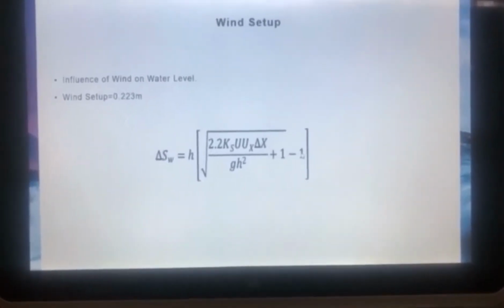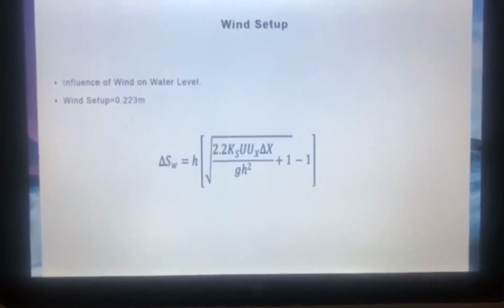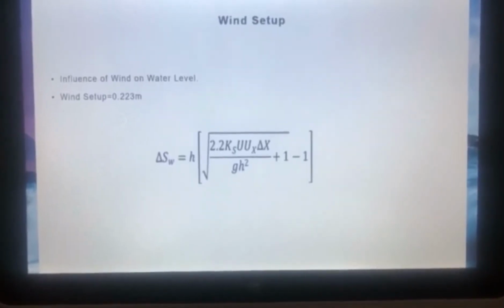So by putting in all the values, we found out that the wind setup at our location where we have to make our coastal structure is 0.223 meters. SLR and storm surge is the increase in sea level.